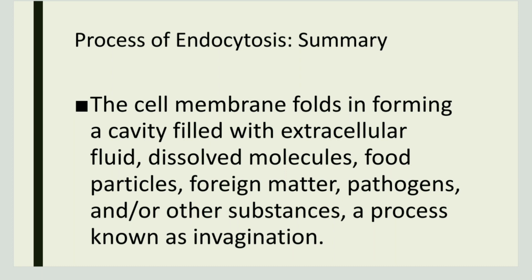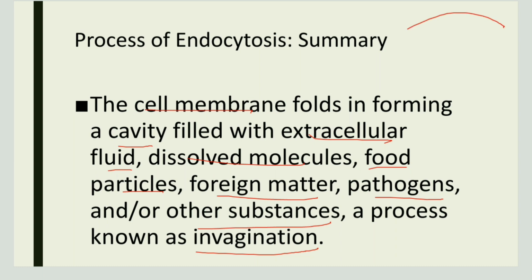Now let us discuss the process of endocytosis in summary. The first step in the process of endocytosis is invagination, that is, the cell membrane folds forming a cavity, and this cavity is filled with extracellular fluid, dissolved molecules, food particles, foreign matter, pathogens, and or other substances. So initially the membrane is in this shape, after which the process of endocytosis begins, they form a cavity, and this cavity is called the invagination. So the first step is the formation of the invagination.